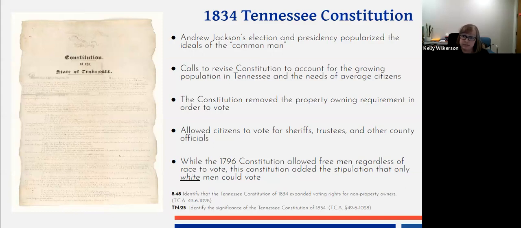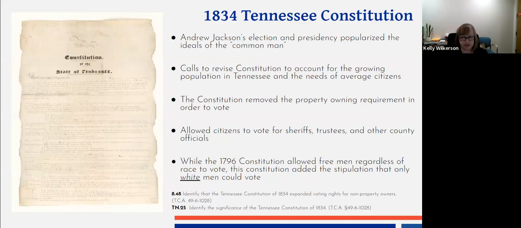There were lots of calls in response to this idea of elevating the common man. There were lots of calls to revise the state constitutions, not just here in Tennessee, but in other states as well. There's several attempts over the course of the years between 1829 and 1834 for Tennessee to pull together a constitutional convention. And it's not until 1834 that they are able to do so. So they start to have this convention in 1834 and start to rework the 1796 version of the state constitution. And one of the things that they do in response to this idea of elevating the common man is removing the property owning requirement in order for citizens to vote. So in order for Tennesseans, for citizens to vote, they no longer had to own property. It also allowed citizens to vote for sheriffs, trustees, and other county officials.